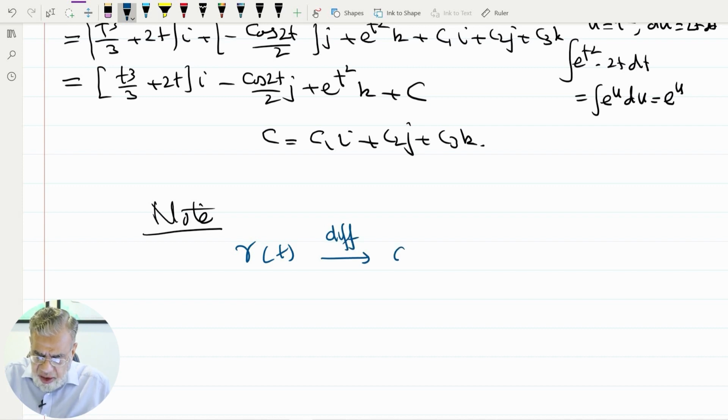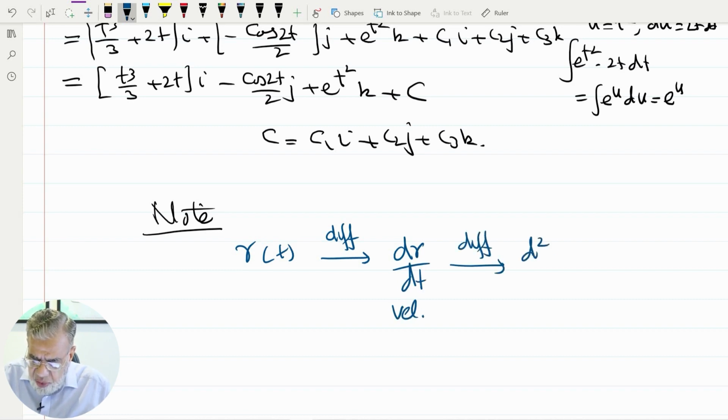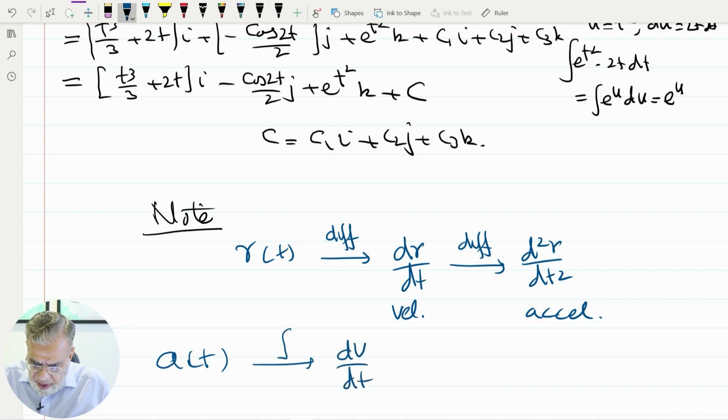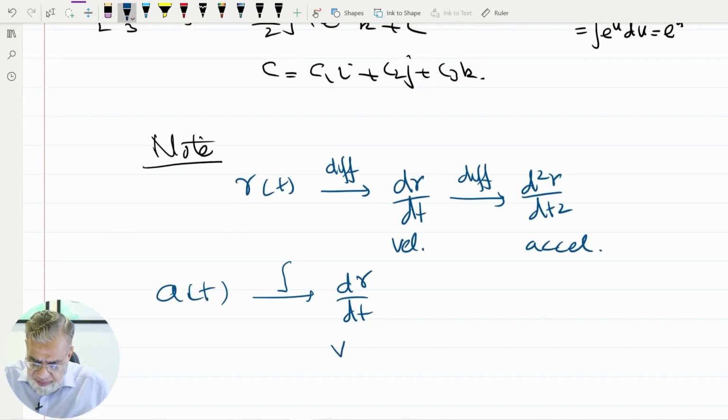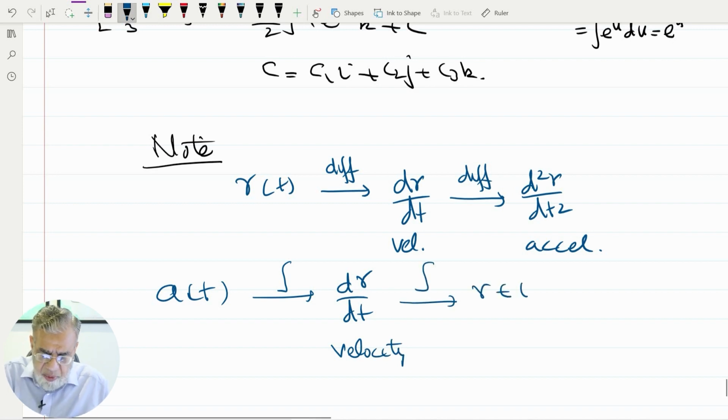and then we differentiate this one. Differentiating this one, we get dr by dt, that's my velocity, and then I differentiate again, I get d2r by dt square, and that's my acceleration. Now here we are given acceleration a of t, and we integrate this one, we get dv by dt, that is dr by dt, because we have d2r by dt square, dr by dt, and that's my velocity. And then I integrate again, and then I'll get r of t, and that's my position vector.